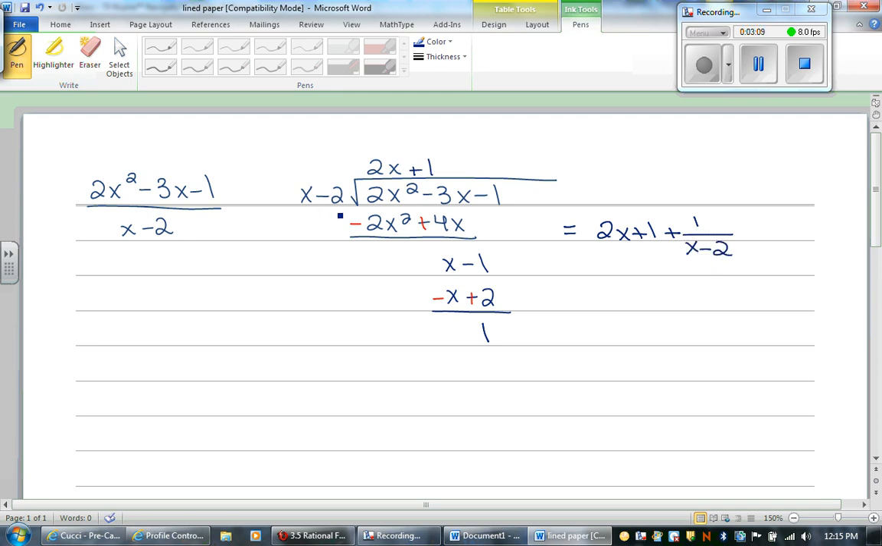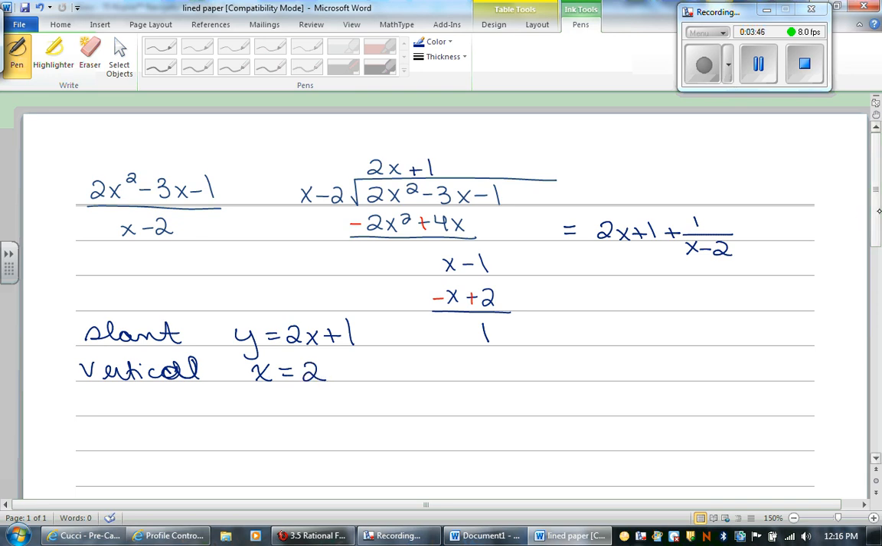It goes over your divisor. So what we have here is a slant asymptote at y equals 2x plus 1. Now we wind up with a slant asymptote. And as we said before, just by looking at this, we also have a vertical asymptote at x equals 2. So we have two asymptotes there.